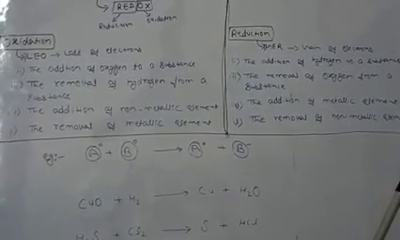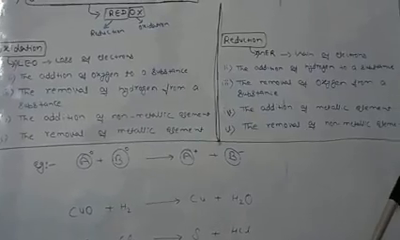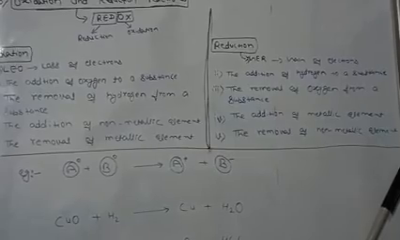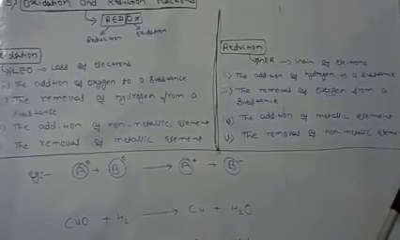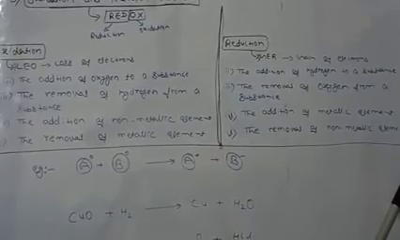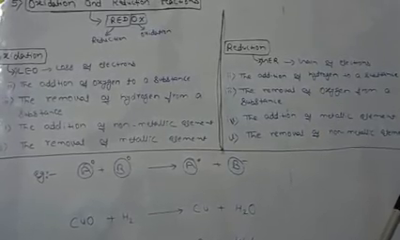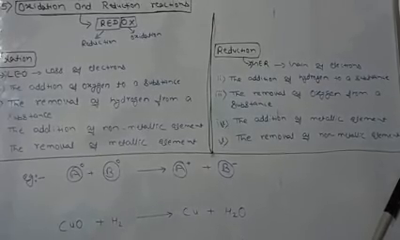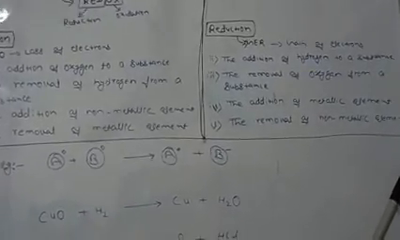The fourth point: the addition of non-metallic element is called oxidation. And in reduction, the addition of metallic element is called reduction. The fifth point: in oxidation, the removal of metallic element. See, both are vice versa. The addition of non-metallic element and the removal of metallic element is called oxidation. On the right side, the addition of metallic element and the removal of non-metallic element is called reduction. Now here I have given you some examples also.